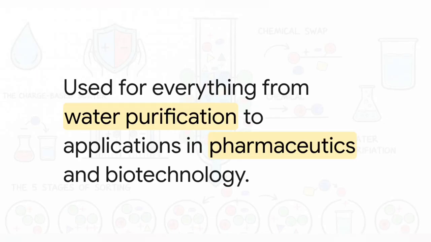Well, the answer is this really clever technique called ion exchange chromatography. And believe it or not, this process is happening all around us, all the time. It's in industrial labs, sure, but it's also probably in the water filter in your kitchen. It is absolutely essential to our modern world.